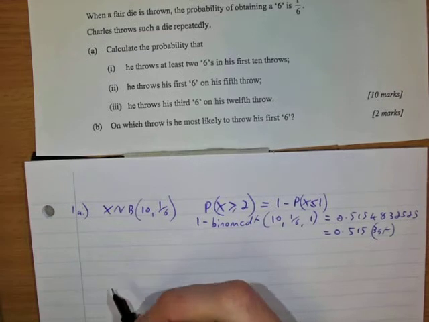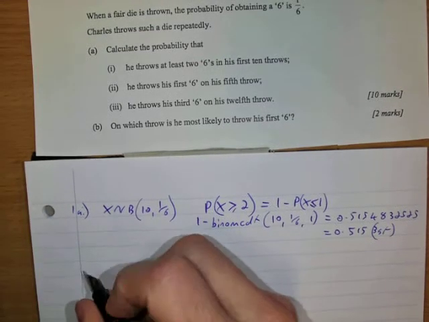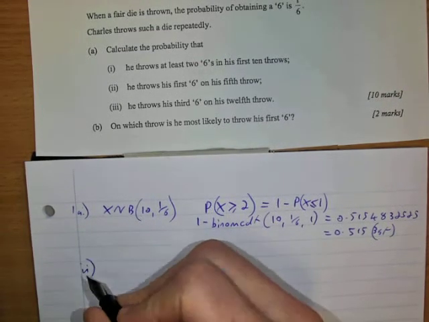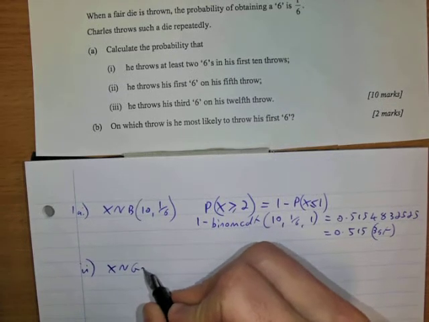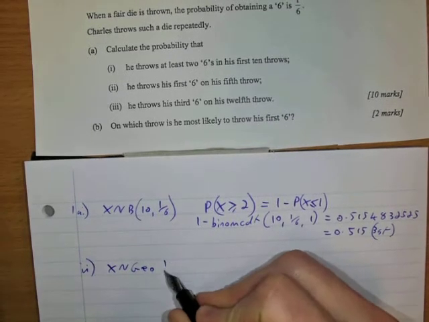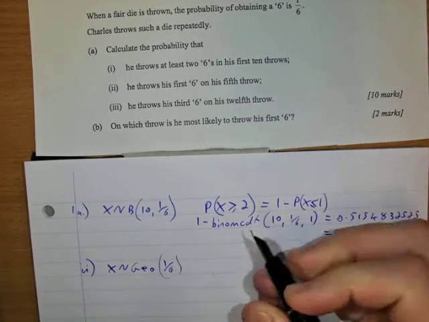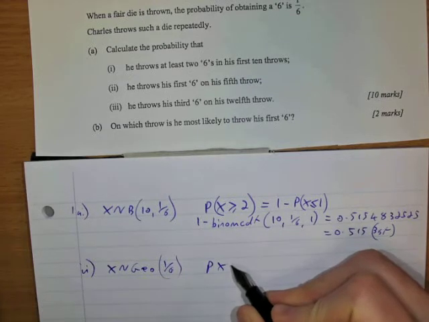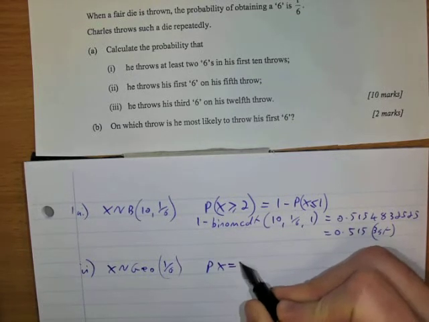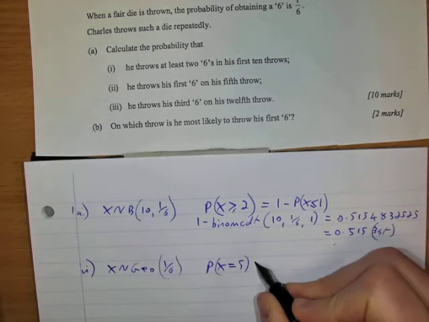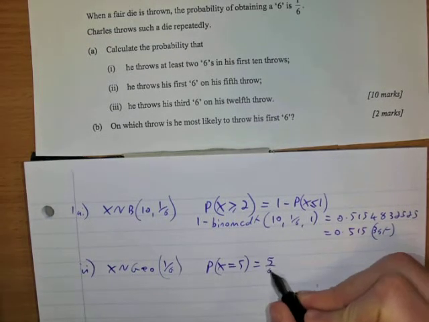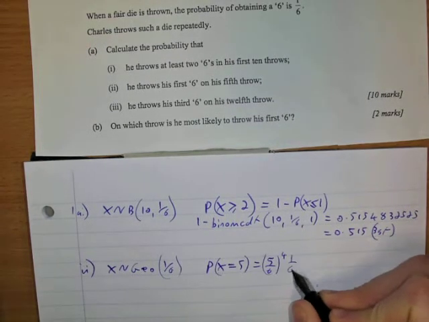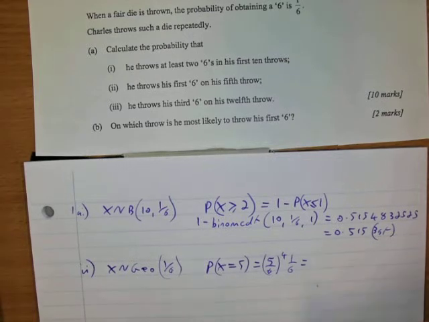The second question. Looking at the second question, it's talking about when the first 6 arises. So you could say this time x is a geometric distribution, probability of success is a sixth, and we're looking for the first 6 to appear on the 5th roll. So we're looking for that.